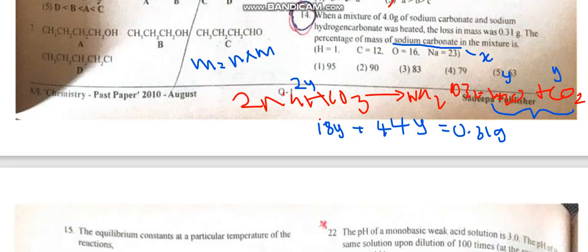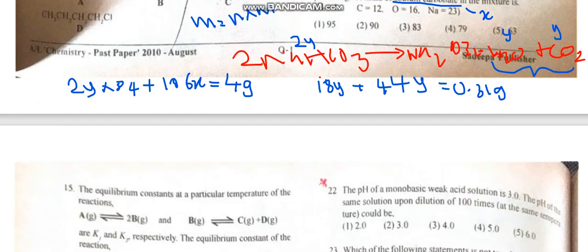Now I'll find the sodium bicarbonate mass, that is 2Y times 84. 84 is the molar mass of sodium bicarbonate, plus the molar mass of sodium carbonate, which is 106. So 106 into X is equal to 4 gram. So if you find the value of Y, then you can substitute that and find X. X is the moles of sodium carbonate. So if you know the moles of sodium carbonate, then you can find the mass of sodium carbonate. Then dividing by the total mass, you can find the final outcome. Okay.